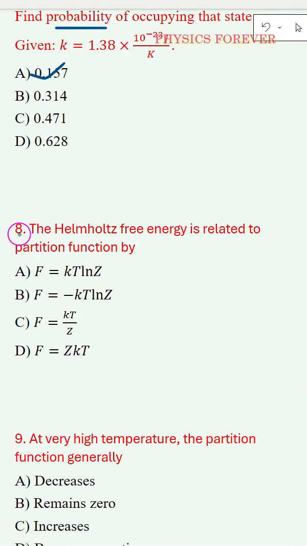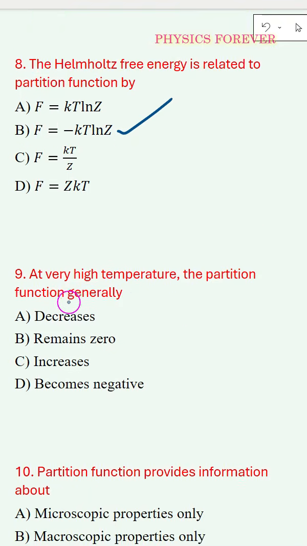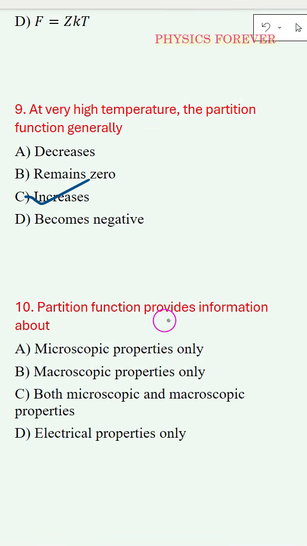Okay. So question number 8: the Helmholtz free energy is related to the partition function by... the correct option is B. So this is a repeated question, you have to remember that. If you take previous year questions, it should be a repeated one. At very high temperature, the partition function generally, option C is correct, increases. Then the partition function provides information about... option C is correct. Okay.